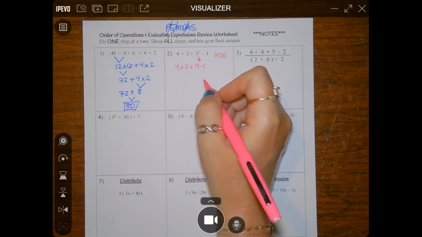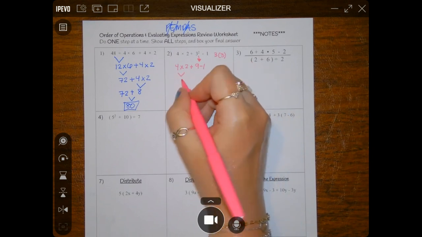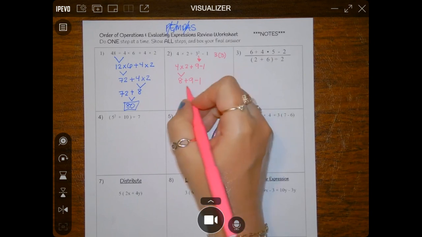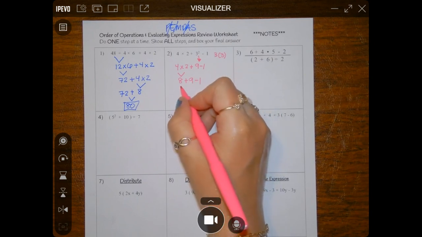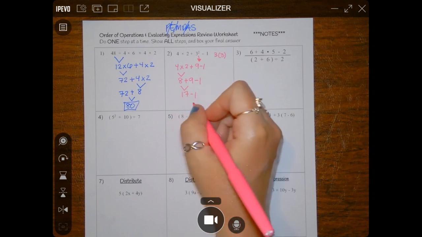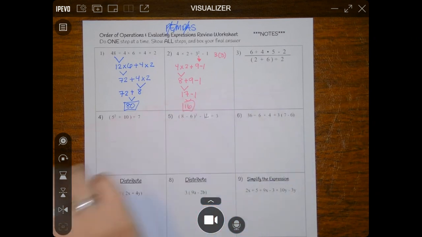Okay, parentheses are gone. Exponents are gone. Do you see any multiplication or division? Yep, right here. And 4 times 2 is 8. Bring down your plus 9 minus 1. Okay, now you have addition or subtraction, and you do whatever comes first from left to right. So those two combined make 17, and 17 minus 1 is finally 16.